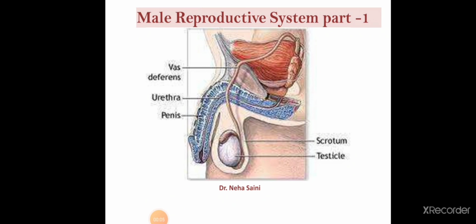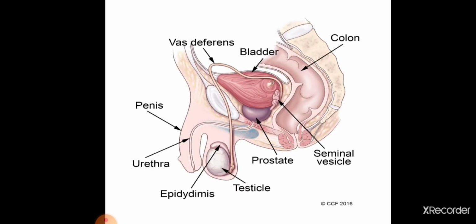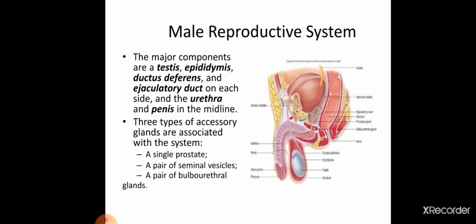Today I will discuss the male reproductive system in the first part. The male reproductive system has components located in the abdomen, pelvis and perineum. So these are the different male reproductive organs. It includes the testicle, epididymis, vas deferens, seminal vesicle, prostate, ejaculatory ducts, penis.